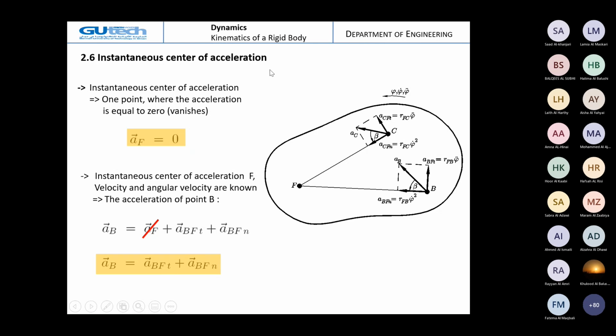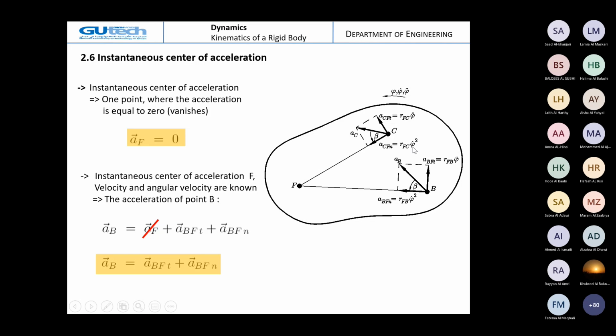Now, if we look at ABT, we know from the previous lecture that we have the normal one, and this is only the distance FB, the position RFB, multiplied by phi dot squared. You remember the equation? It was R FB cross omega cross omega.